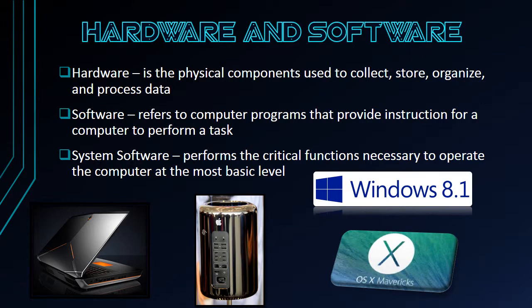Hardware and software. Hardware is the physical components used to collect, store, organize, and process data. Software refers to computer programs that provide instruction for a computer to perform a task. System software performs the critical functions necessary to operate the computer at the most basic level.